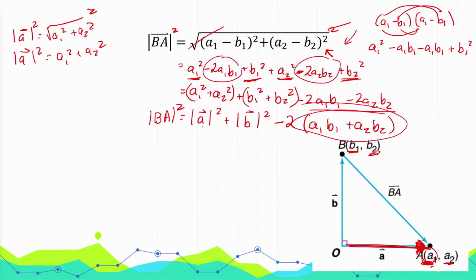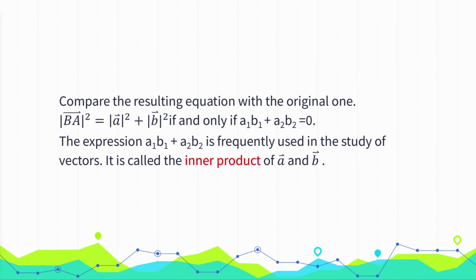So what do I do with all this extra junk? Well, it must mean that all this extra junk equals 0. And we can just get rid of that negative 2, right? It must mean that A1B1 plus A2B2 equals 0. So, we get that the Pythagorean theorem only works if and only if A1B1 plus A2B2 equals 0.